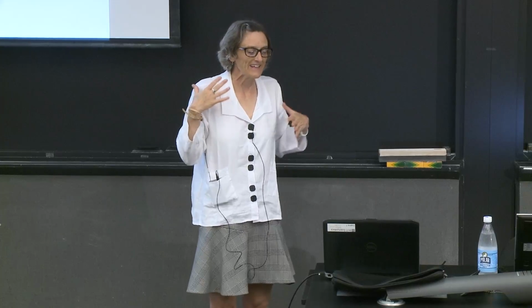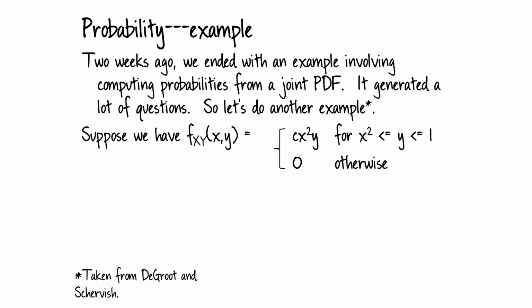Okay, a couple of weeks ago, we ended with an example involving computing probabilities from a joint PDF. And it generated a lot of questions you guys had. So I thought it would be useful if I went through another example. And this one is taken from DeGroot and Schervish's book. But I think it's a really nice example. It lets me draw some nice 3D pictures of what's going on, which I hope will help your intuition a little bit.